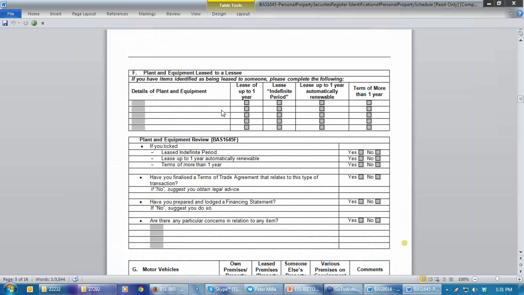We then get to a situation where there are formal leases or hiring agreements. Items which are on your own premises, as I previously indicated, are not really a problem. When you get into leases, a lease for an indefinite period can be a real problem. Leases of up to 1 year are basically not a problem, but for these last two categories, leases of up to 1 year automatically renewable and terms of more than 1 year, your client's in real strife if there's an insolvency event and they've got those types of arrangements and they have not registered them.